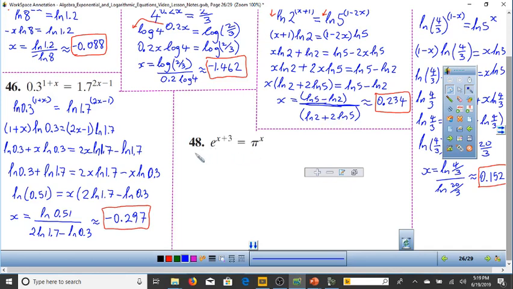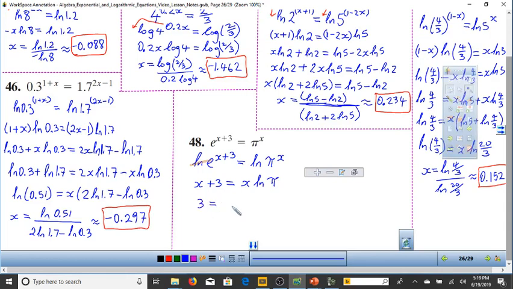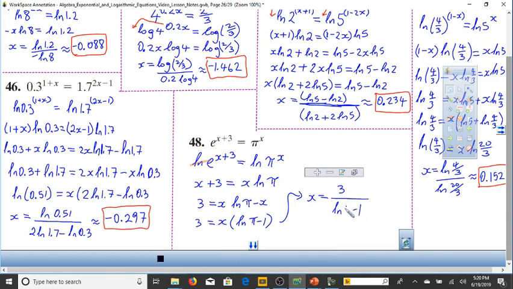So let's look at this one here. In this case, taking the natural log is the best bet overall because one of the bases is e, and natural log undoes e, leaving just the exponent x plus 3. And then this x goes to the front, x ln pi. We subtract x from both sides, we get 3 equal to x ln pi minus x. And so I get 3 is equal to x times ln of pi minus 1. And so that will give us x is equal to 3 over ln of pi minus 1. And that is the exact answer.